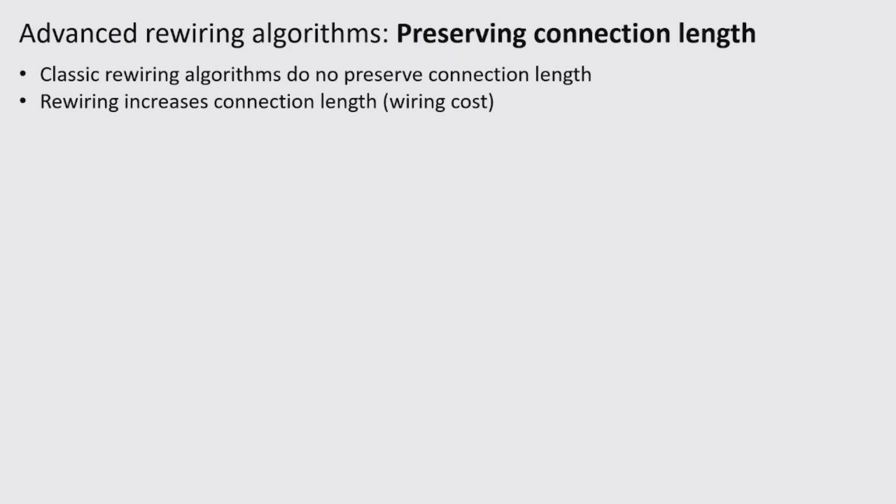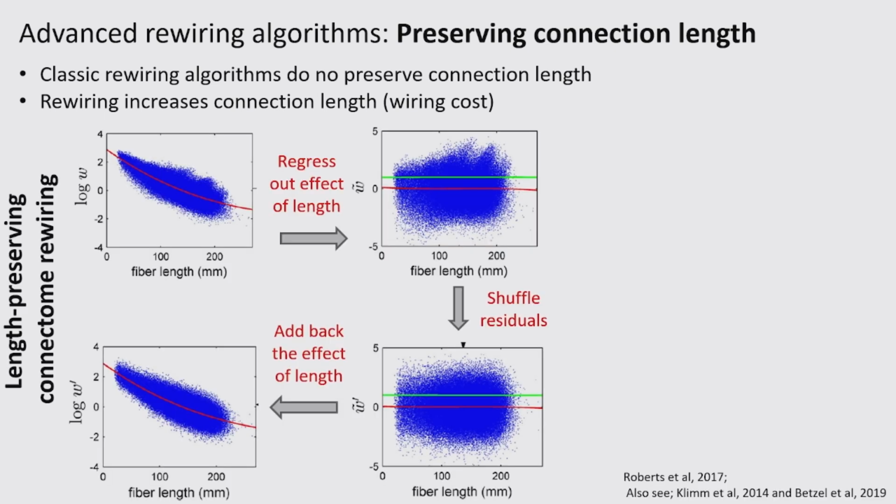So in the final part of the presentation, I'm just going to give an overview of some of the more advanced rewiring algorithms. These algorithms begin to preserve geometric properties of the connectome. The classic rewiring algorithms that I've already presented don't take into account connection length. And what typically happens is that the rewired networks have much longer connection length, so the wiring cost is significantly higher than the true connectome that we're studying.